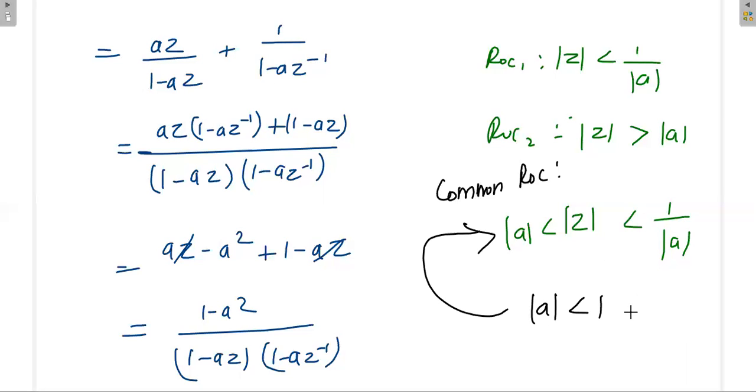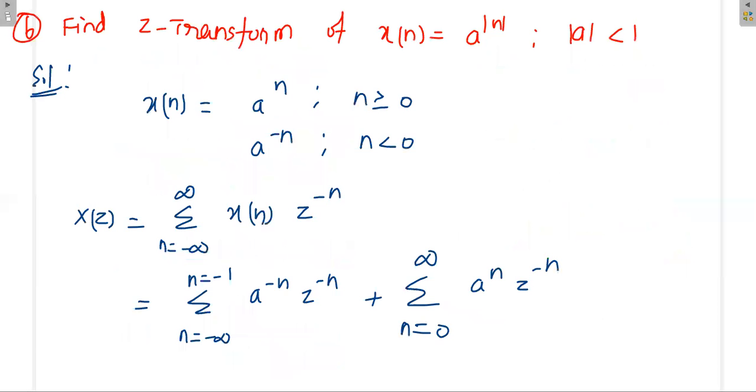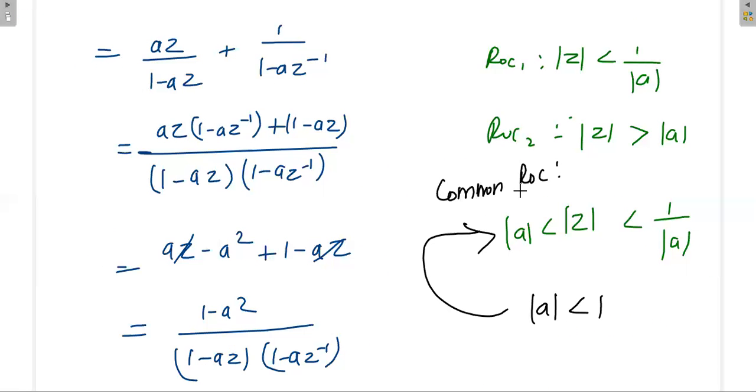If mod A is greater than 1, definitely we cannot get the common ROC, so again there is no Z transform. That's why, if we carefully observe, mod A is definitely less than 1. In the problem statement they gave mod A is less than 1, so we have to write this ROC only. Suppose mod A is greater than 1, then there is no common ROC and no Z transform.